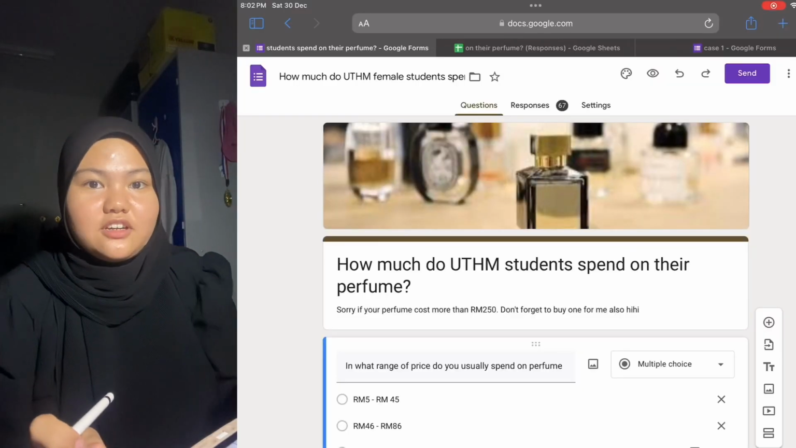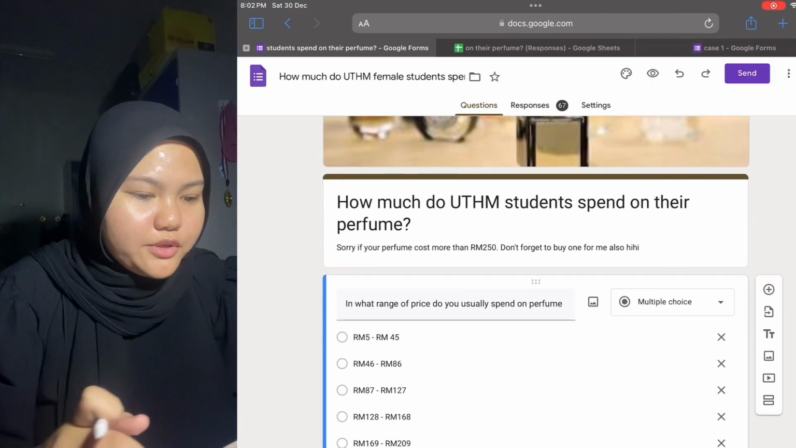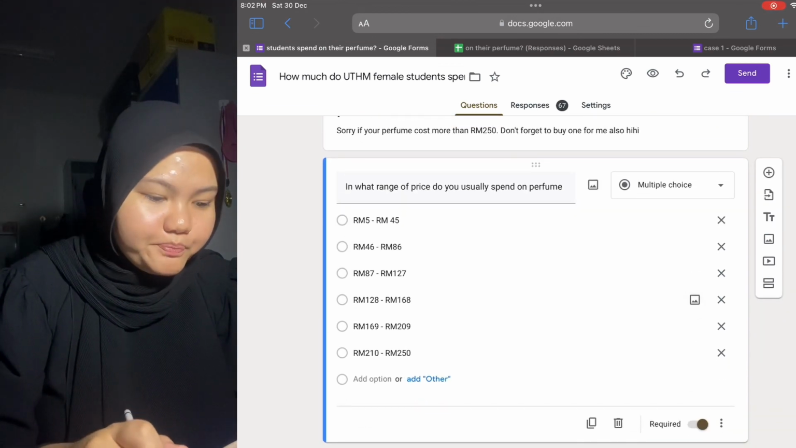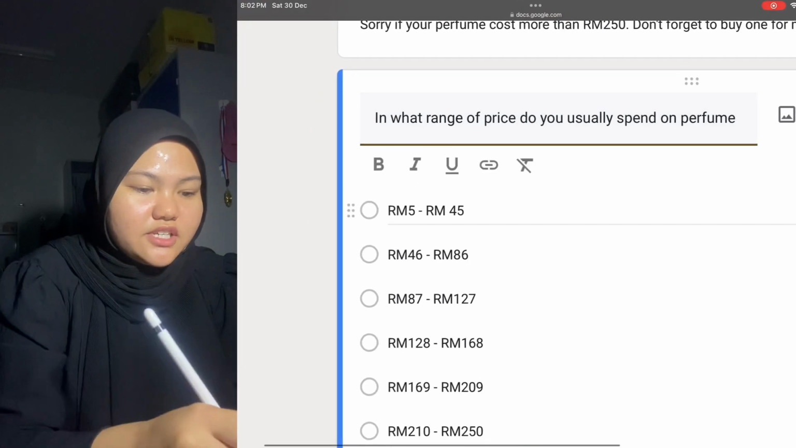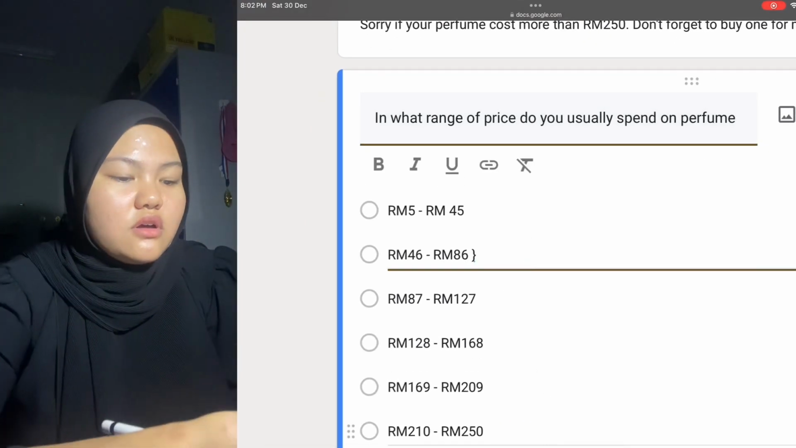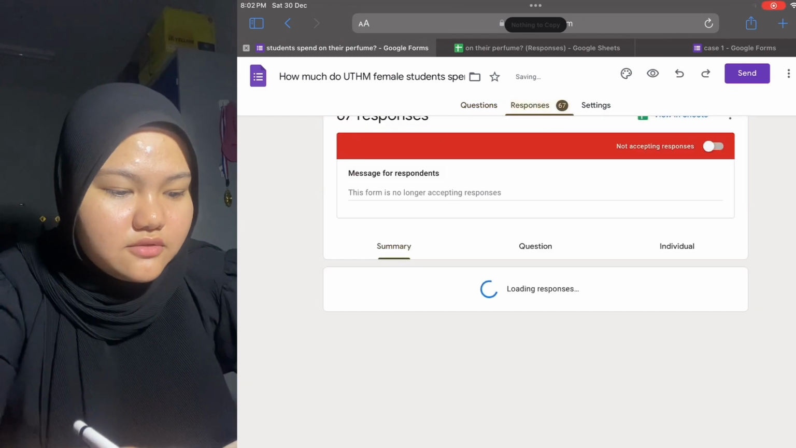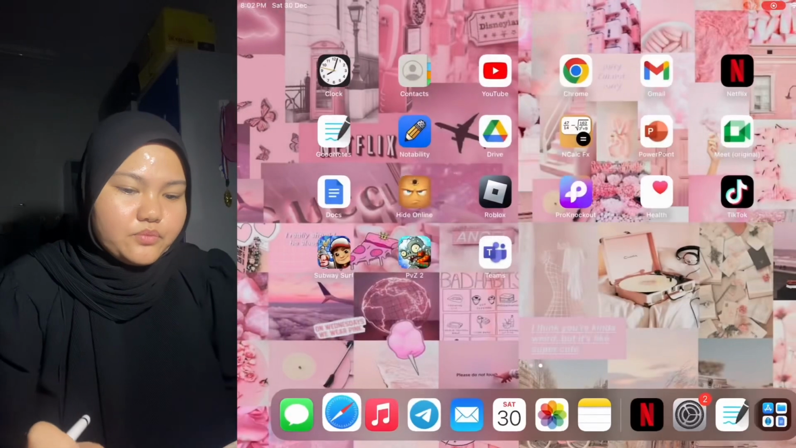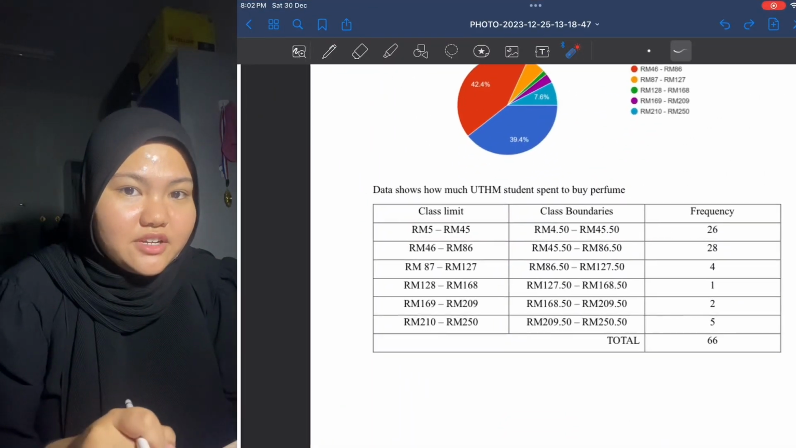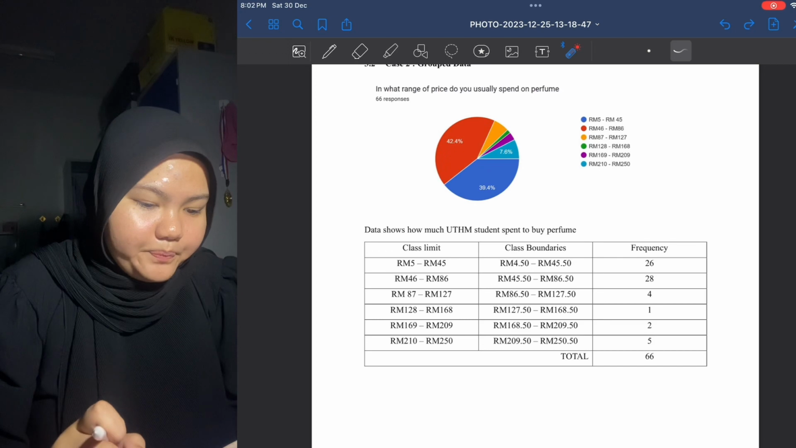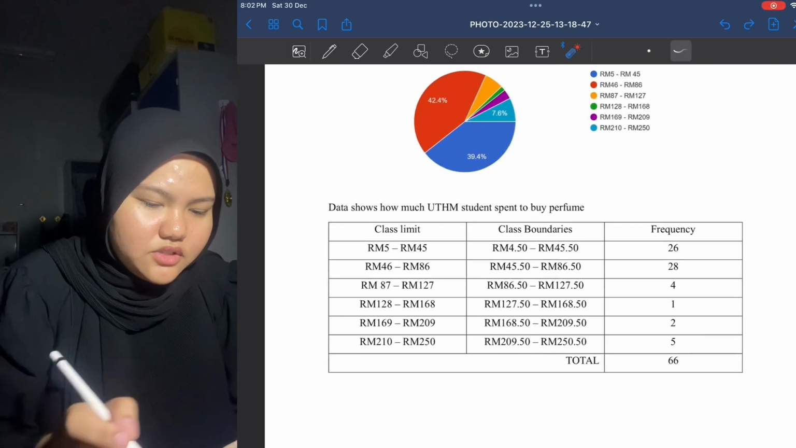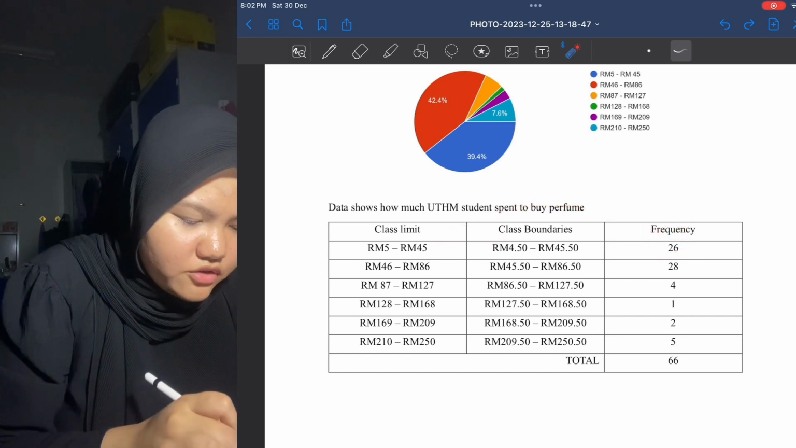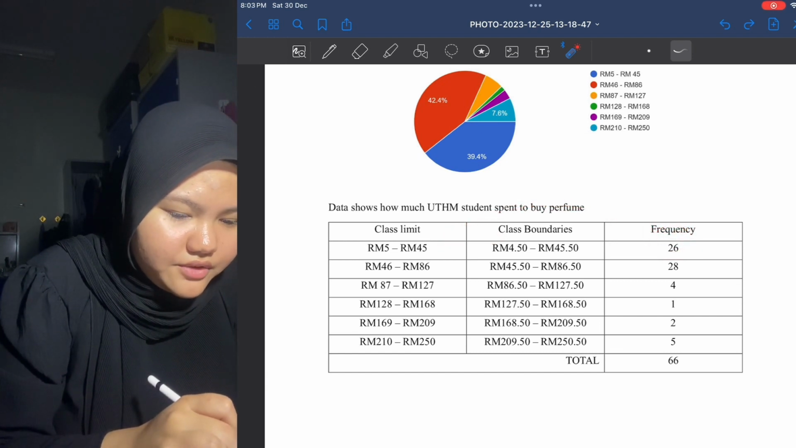Continue with the group data, case number 2. Our question in Google Form is about how much UTHM students spend on their perfume, and we also included the range that they can choose to answer the form. We get a total response of 66 people. Then let's find the solution. 26 people answered the price range of 5 ringgit to 45 ringgit.